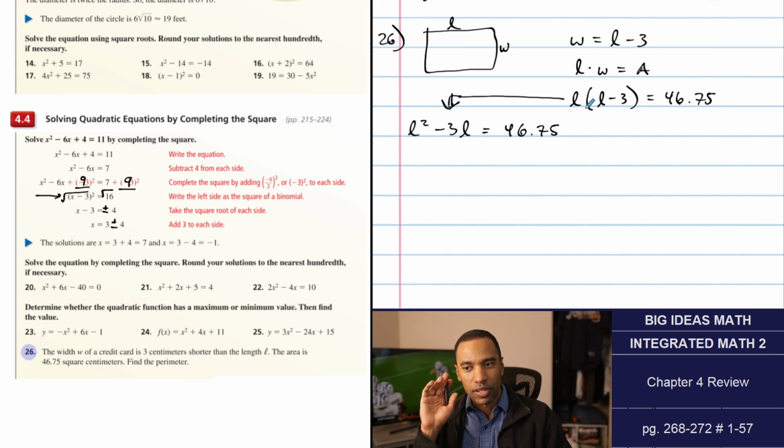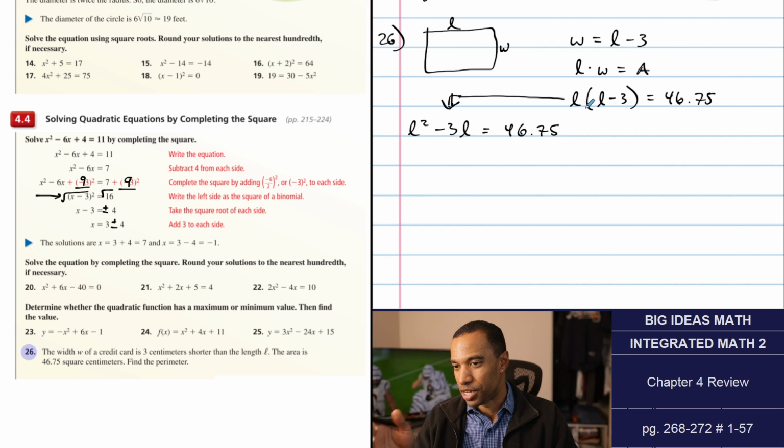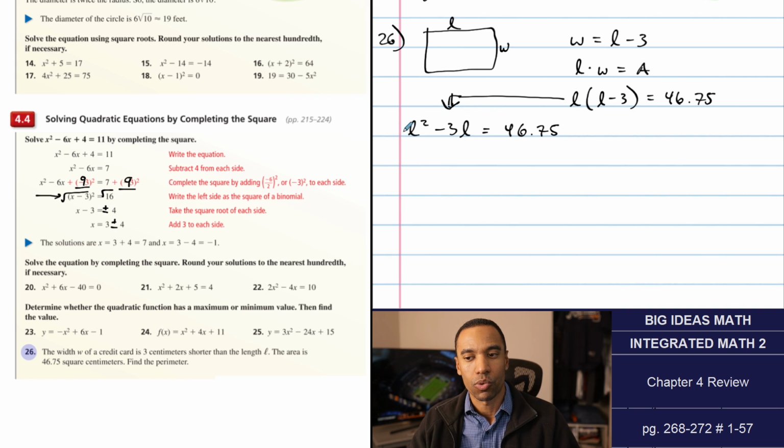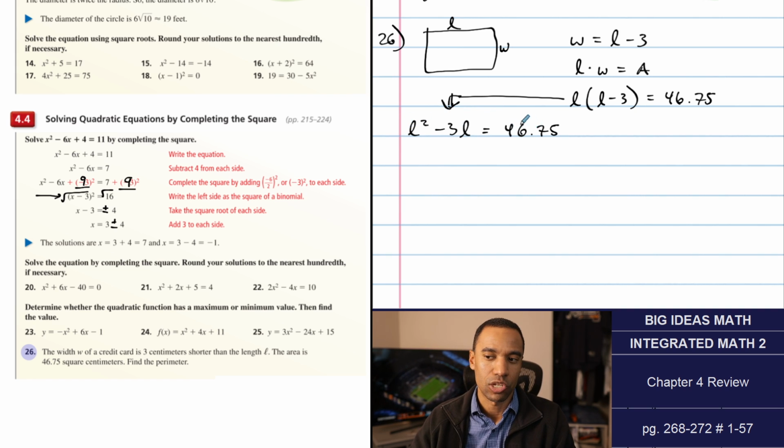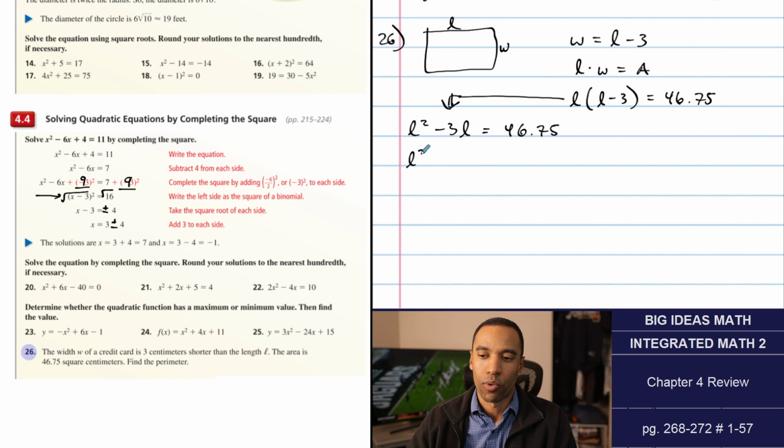Now, there's a lot I don't like about this problem. However, by the nature of completing the square, I've got to leave this as a 1. So I can't do what you'll see me sometimes doing with the quadratic formula, like multiplying this by 4. I'm not going to do that because this needs to be a 1. So we're going to go ahead and work it like this.